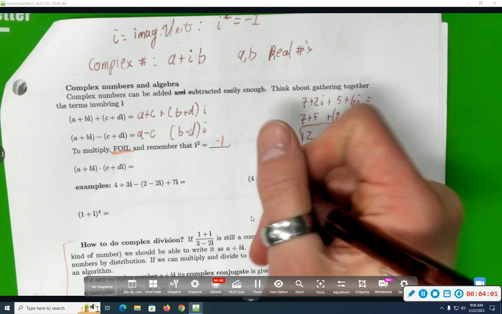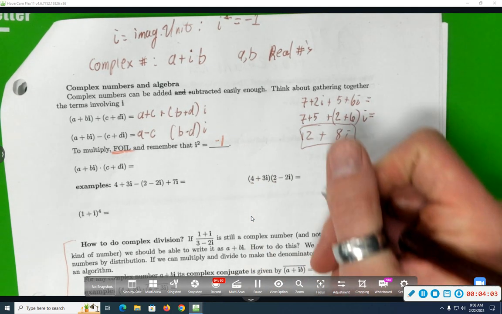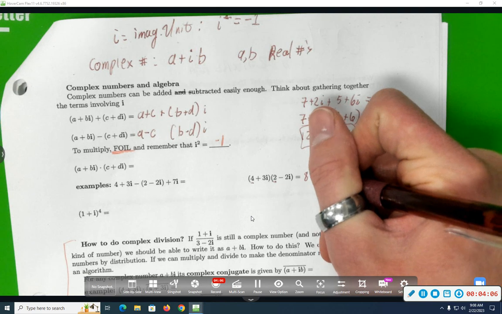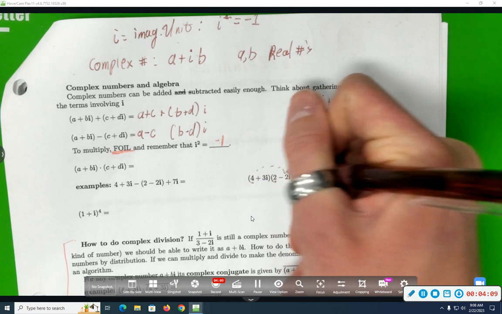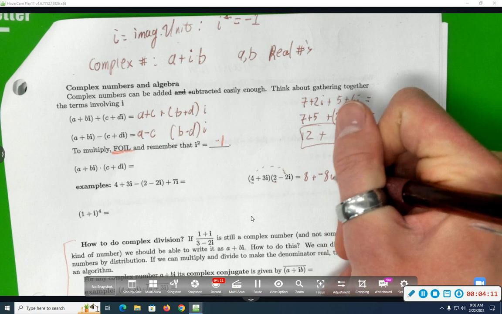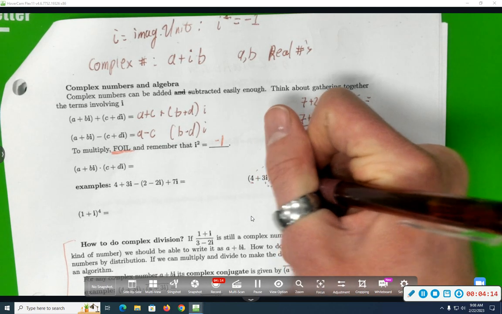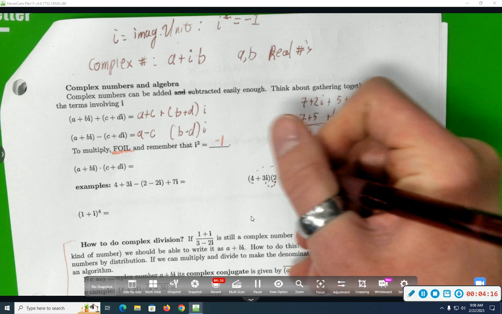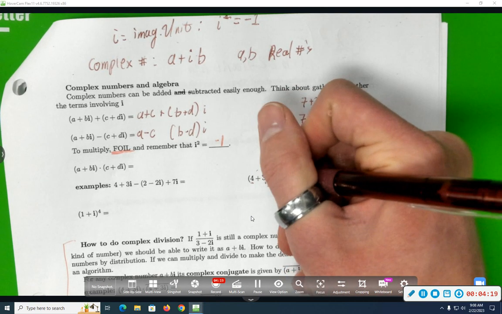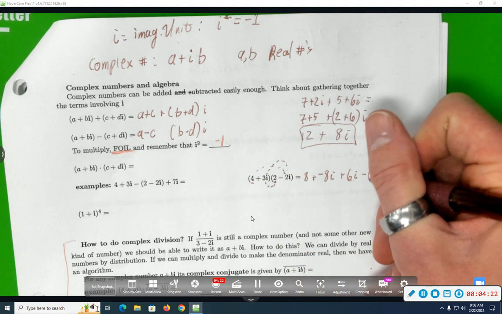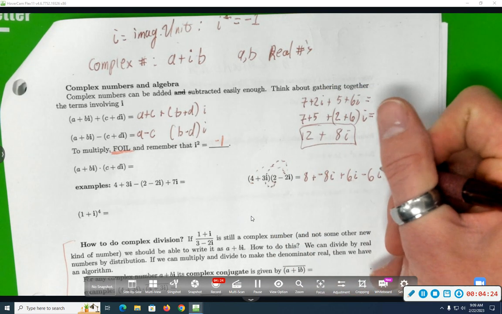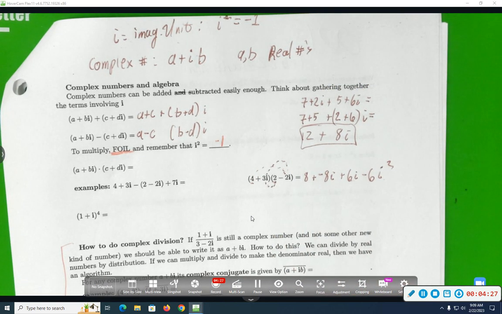So when you FOIL it out, first is 8, plus outside, minus 8i, plus inside, plus 6i, last. 3 and a -2 is minus 6. i by i is i squared. Did I do that correctly? Cool. So there's step one, FOIL it out.